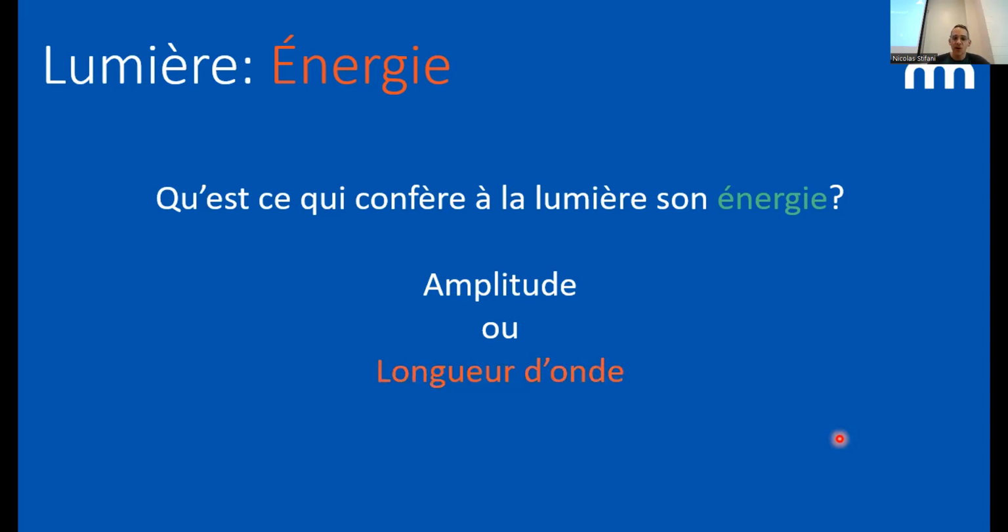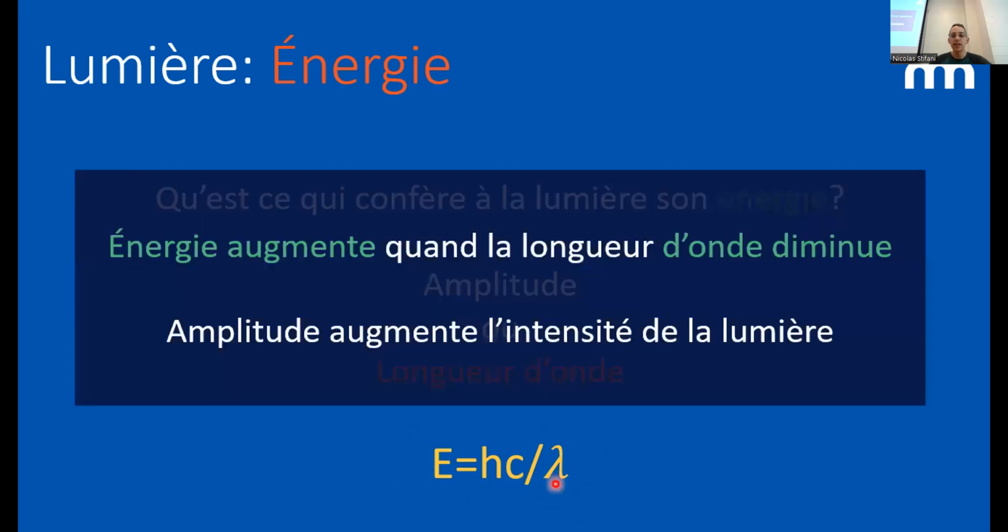So the amplitude doesn't code for the energy of the light. We have a mathematical formula for the energy of a light. The energy of a light is given by the Planck constant, the celerity of light, which is the speed of light, and its wavelength. So it's inversely proportional to its wavelength. The take-home message here is that the energy increases when the wavelength decreases. And the amplitude is actually coding for the intensity of the light, so the number of photons going through, but not the energy of each photon.